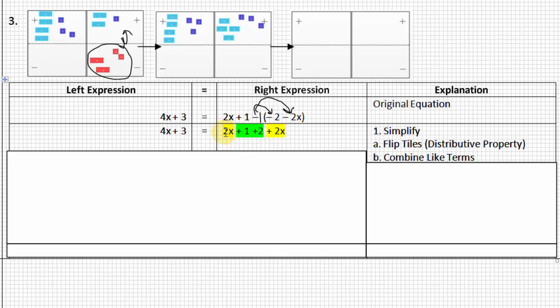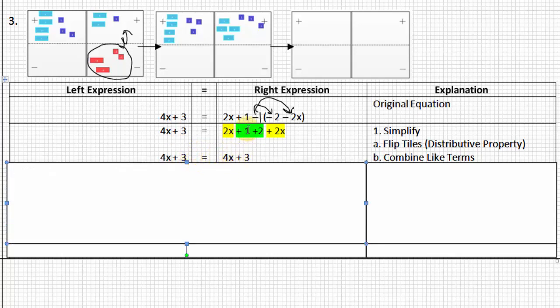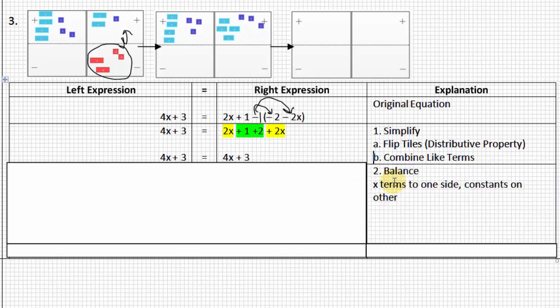So if I take 2x plus 2x, I'm going to get 4x. And if I take 1 plus 2, I'm going to get 3. So we're starting to see something here. We got 4x plus 3 on the left. That's been the simplified version of that the whole time. And now as we start to simplify the right expression, we're getting the exact same expression on the right. So that should raise some eyebrows. But we're going to stick through following mathematics and the steps for solving, and we're going to balance them.